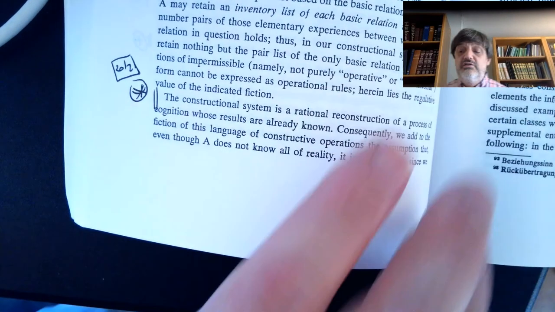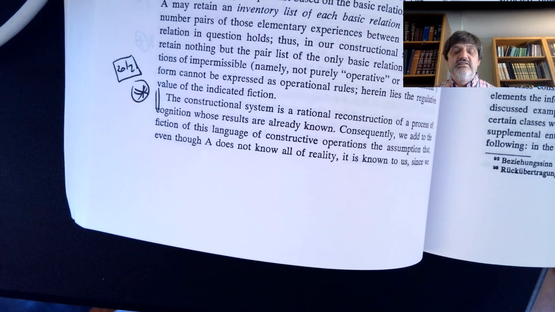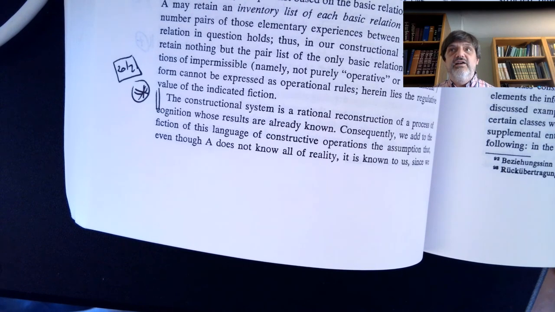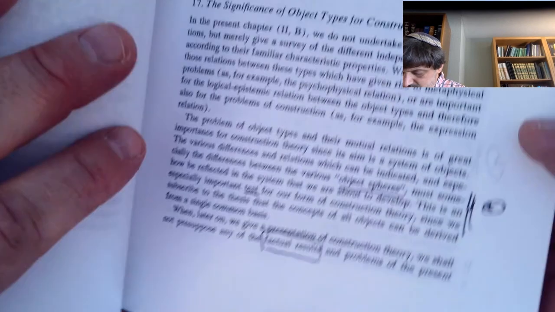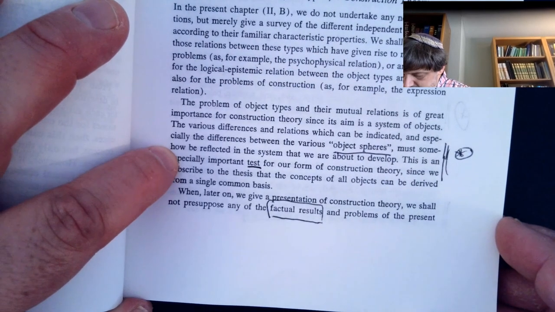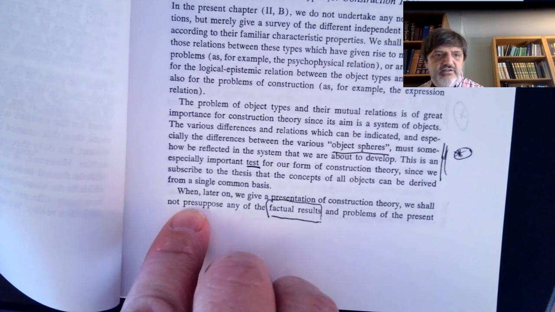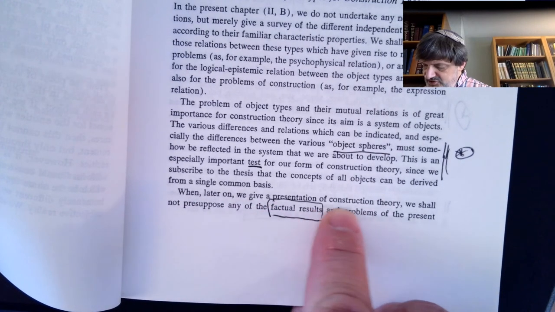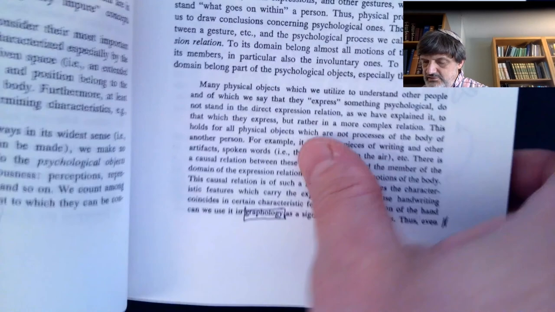Right? We already know. We're not trying to find out, like, for the first time, what are the things that science discusses. We already know what the things science discusses are, and we're trying to get them into our system. That's the project. And for that reason, so this is going back to section 17 on page 31. It starts here. When, later on, we give a presentation of construction theory, we shall not presuppose any of the factual results and problems of the present chapter.